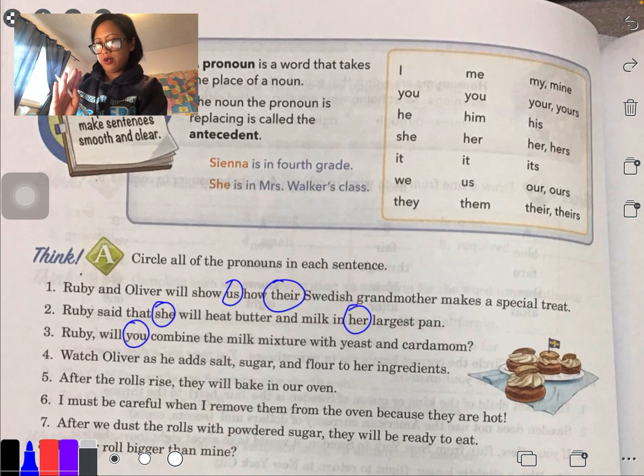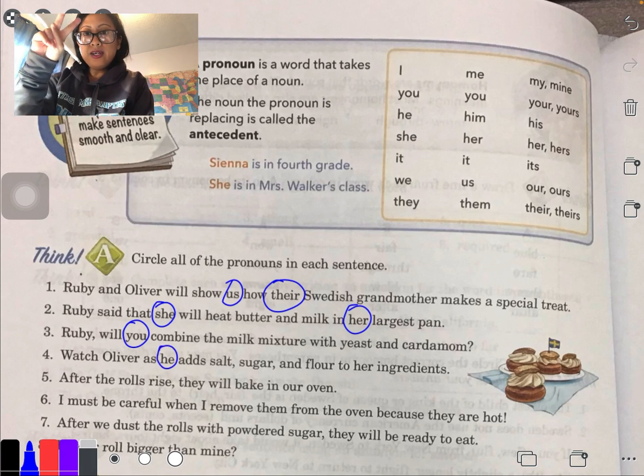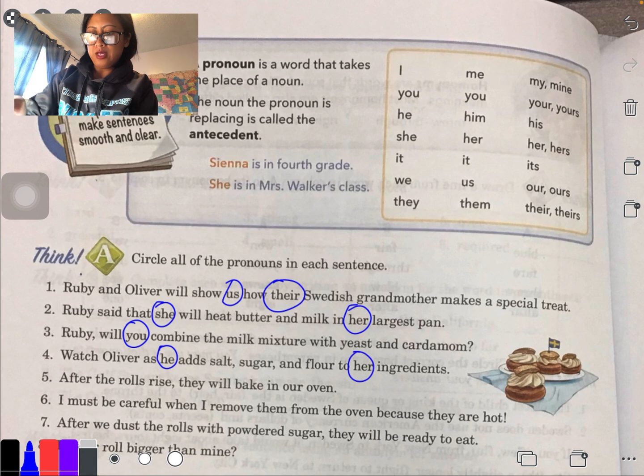Let's do number 4, okay? Watch Oliver as he adds salt, sugar, and flour to her ingredients, meaning Ruby's ingredients. So Ruby would be the antecedent to that sentence. So watch Oliver as he adds salt, sugar, and flour to her ingredients. So I see 2 pronouns, he and her, all right, which are here.